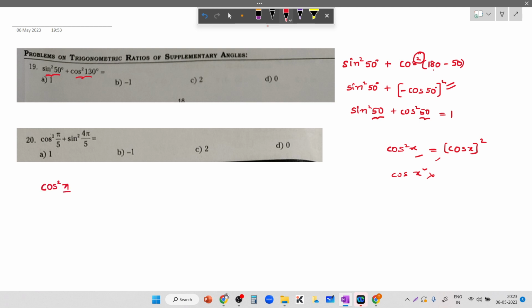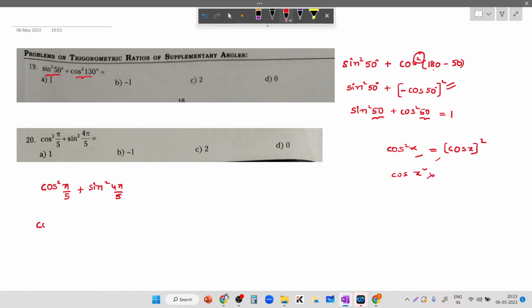Now see here, cos square pi by 5 plus sine square 4 pi by 5, and it is very clear that we don't know the value of pi by 5, because we know the values only for pi by 3 as 60, pi by 6 as 30, pi by 4 as 45, like that. We don't know the value of pi by 5 because pi by 5 is nothing but 36 degrees. But if you look very carefully, if you add pi by 5 and 4 pi by 5, it will become pi, that means supplementary.